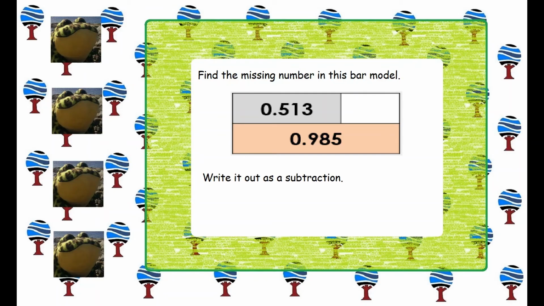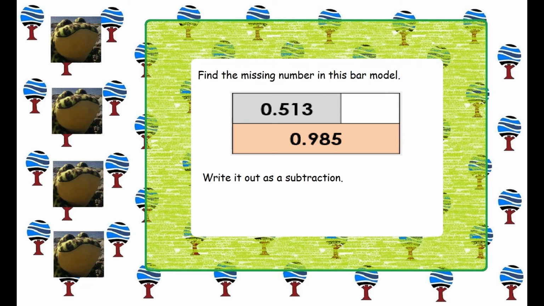Okay, let's have another way of looking at these sort of questions. This time we've got a bar model, and the bar model is showing you 0.985 as the complete bar at the bottom, and at the top we've got two parts of the bar, one of them's missing, and we have got 0.513. The question is asking you to find the missing number in this bar model and then to write it out as a subtraction.